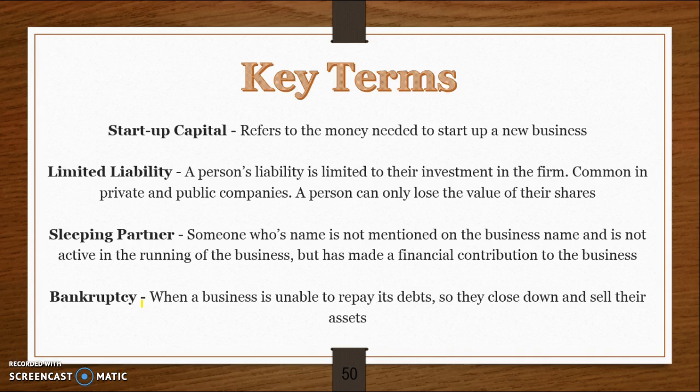A sleeping partner is someone whose name is not mentioned in the business name and is not active in the running of the business, but has made some form of financial contribution. So they put money towards the business, so even though they're not named in the business's name or not actually part of the running of the business, they still have put a financial contribution towards the business. And bankruptcy is when a business realises it's unable to pay its debts and they close down and sell off their assets, so that they realise that their business is no longer viable.